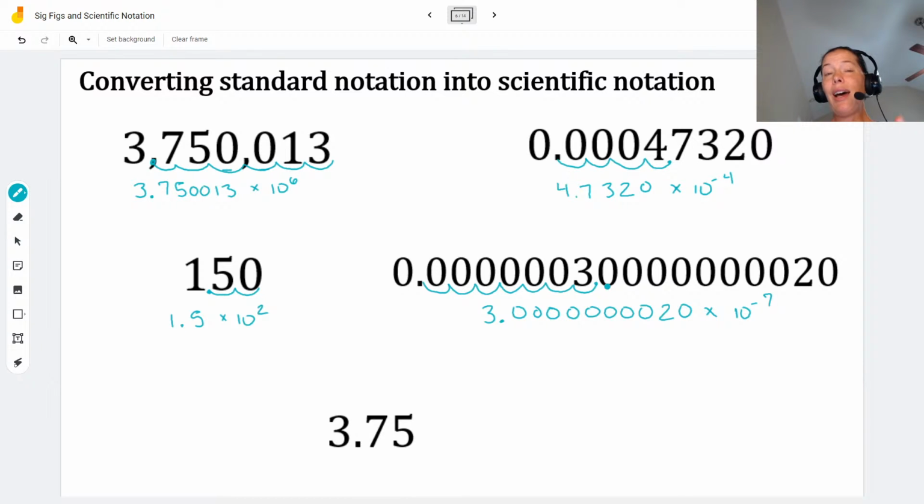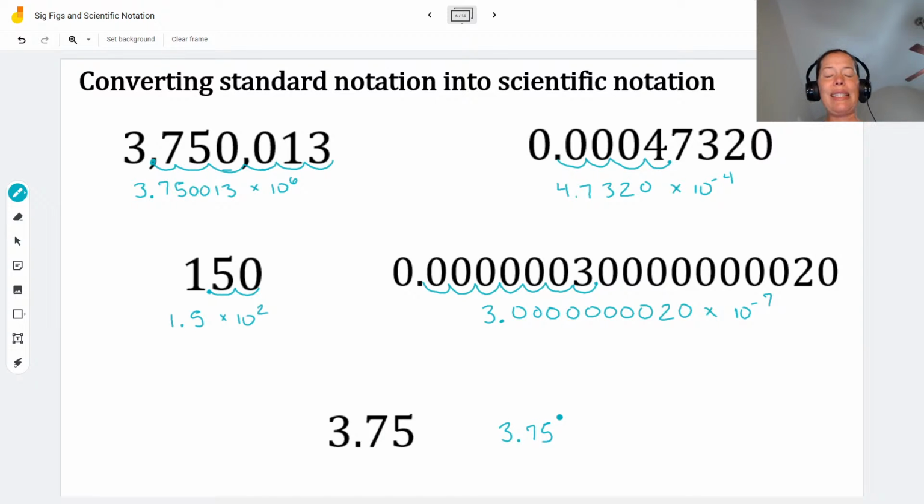Okay, and my last one, I purposely put this in. This is supposed to be a little bit tricky. Okay, so if you have 3.75 and someone asks you to put that into scientific notation, you go, well, I already have the decimal place in the right place. I'm not moving it anywhere. How am I going to put that into scientific notation? Well, this is how you're going to put it into scientific notation.